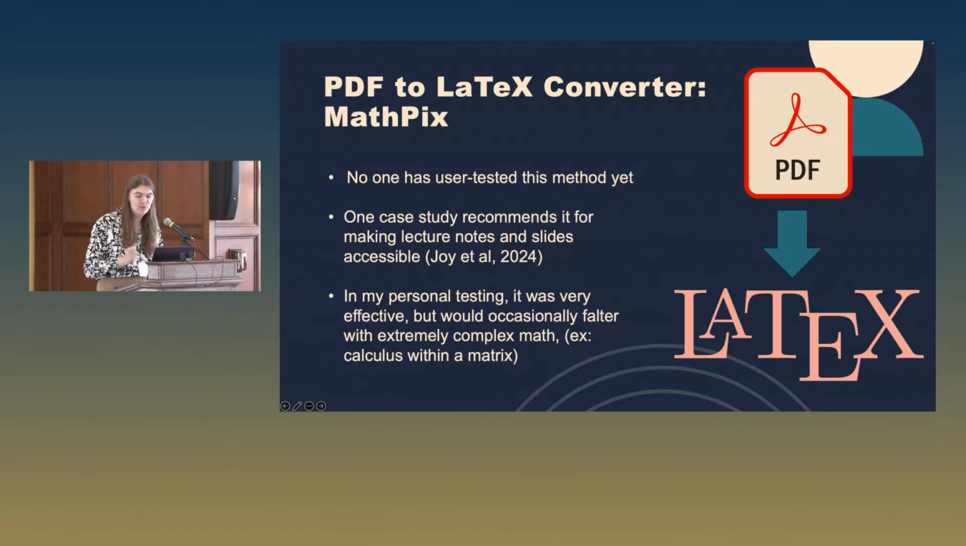There is a well-known tool for PDF to LaTeX conversions called MathPix, and it has API access, and it's been used in other accessibility workflows already. It seems to work fairly well, but I couldn't find anyone who'd actually tested it with screen reader users, which is baffling, including MathPix themselves, who would benefit from having that information available. So this method requires user testing for sure. Someone please do that. I'd love if you did that. But it's still great to keep in mind.